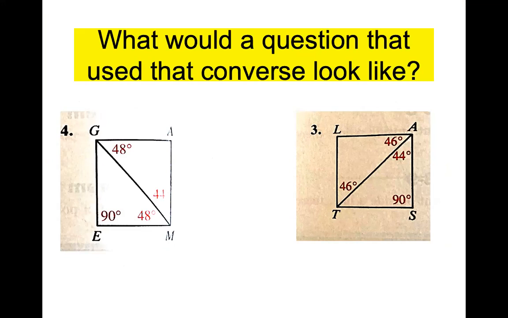All right. Okay, here's the shape. Do you see alternate interior angles on the shape? Do you see them? Yes. Okay, what's that number? 48. What's that number? Is that the same or different? Therefore, what can you conclude? They are parallel. What is parallel? GA and EM are parallel.